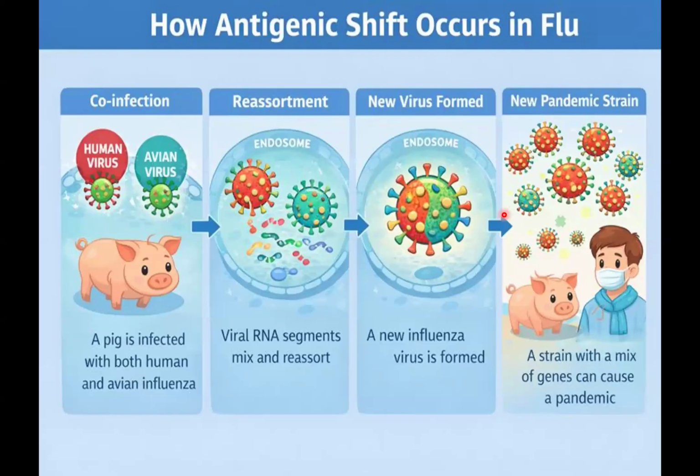The difference between these two emerging strains is that with the other one, we have immunity against them, except that the immunity is not effective. But with the antigenic shift, there is no immunity at all.